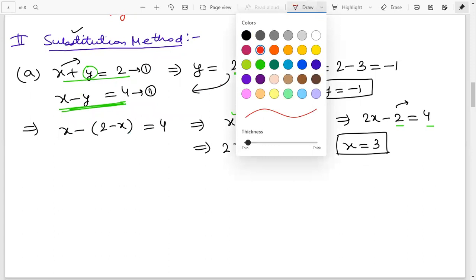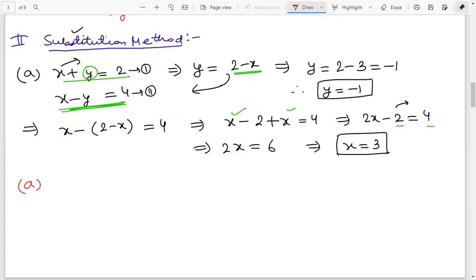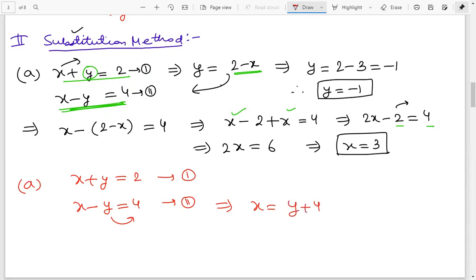Also we can have the x value in terms of y, or from the second equation also we can take out values. Let me show you. X plus y equal to 2, x minus y equal to 4. Suppose someone says, I want to take the x value from the second equation. Any value we can take from any equation. So from the second equation, minus y will go to the right hand side and become plus y. So x will be equal to y plus 4.